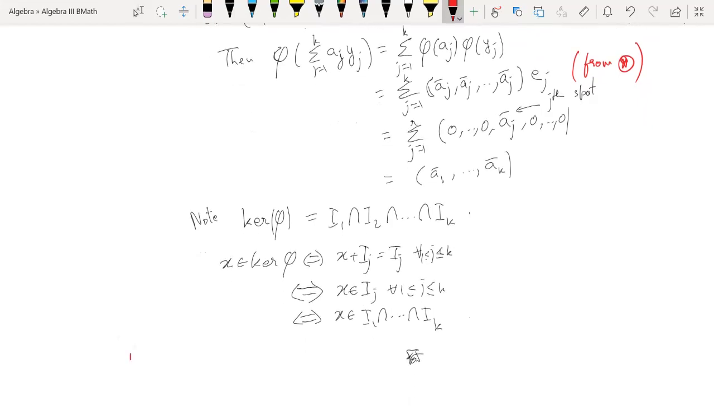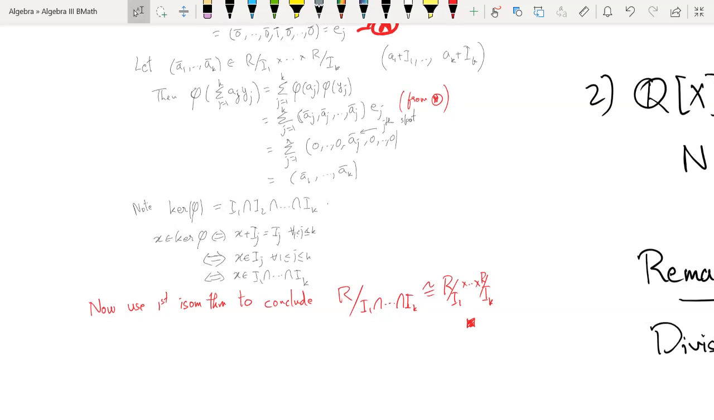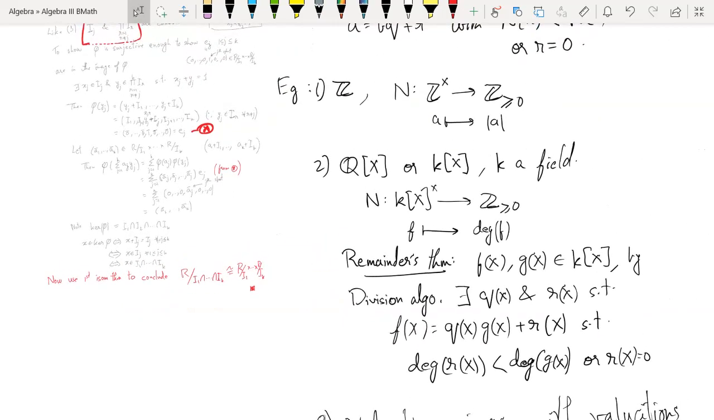Now use the first isomorphism theorem to conclude that R mod I1 intersect through Ik is isomorphic to R mod I1 cross through R mod Ik. R mod the kernel of phi is isomorphic to the range, the codomain. Any questions? Okay, so this completes the proof of the Chinese remainder theorem, and that's all I wanted to say about it. Are there any questions?